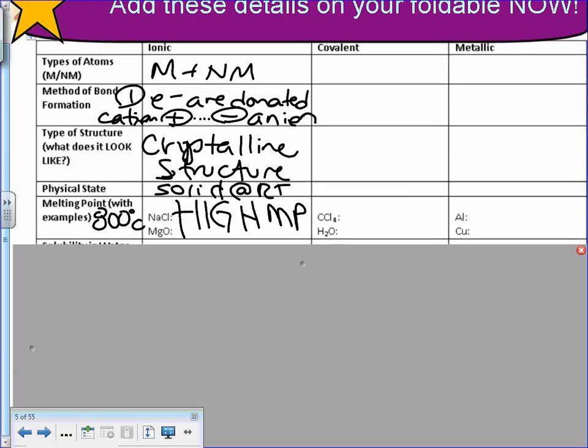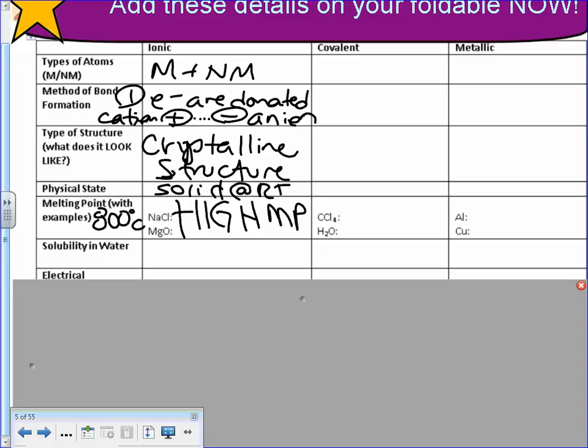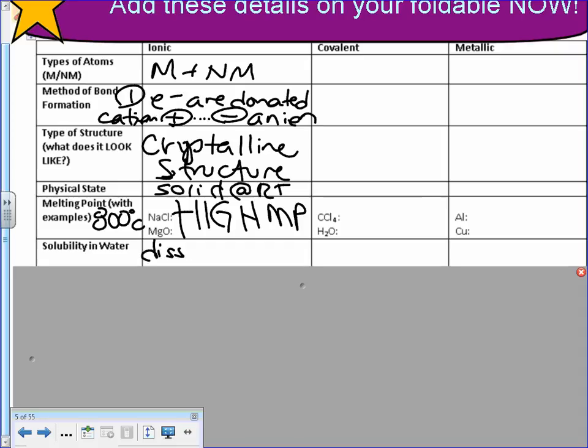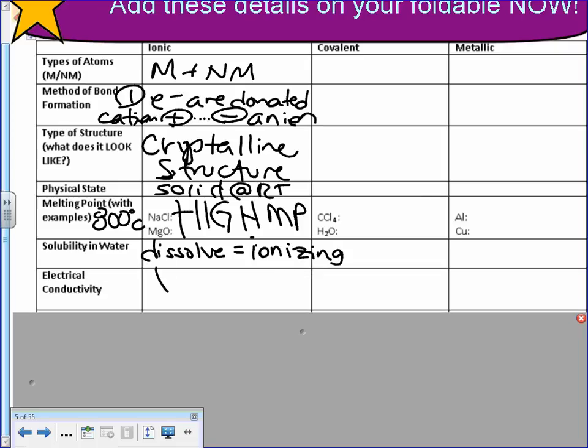Okay, fun fact, you put sodium chloride in water. What happens? It dissolves. The word for dissolving is also ionizing. Ionizing means it makes, guess what? Ions, right? So, do you think that would be a conductive solution or a non-conductive solution? Conducting to electricity or not? Yeah, totally. That's why you don't go stand in the ocean in a lightning storm, because you're going to get electrocuted. So, solubility in water: yes, it is electrically conductive in aqueous state.